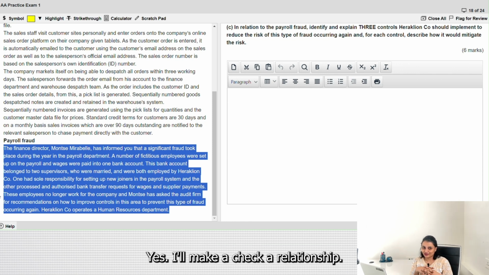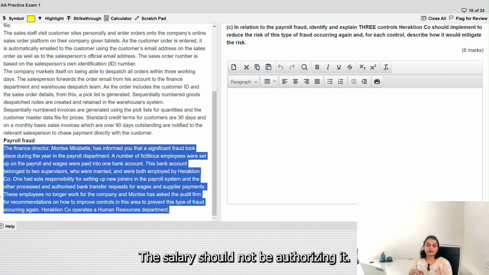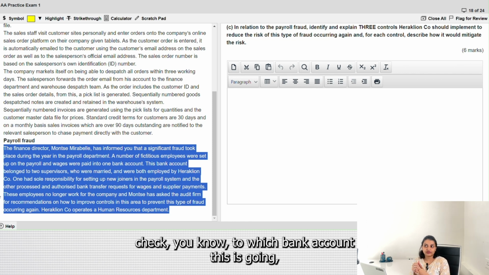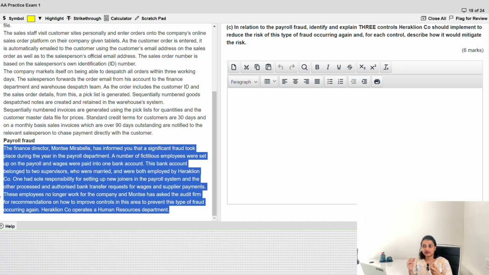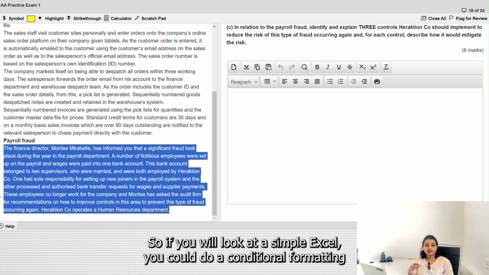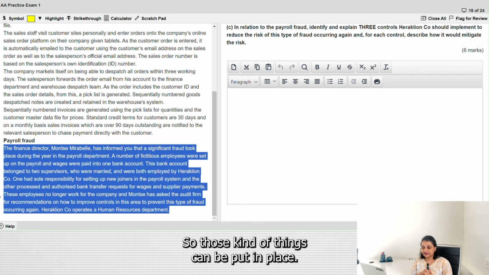Yes, a maker-checker relationship. Third, whenever salaries are being processed, the person who is preparing the salary should not be authorizing it. They have to be two different people, and the person who is authorizing the salary should, on a random basis, check to which bank account this is going, who are the new joinees during the year, and what are their bank accounts. So if you even look at a simple Excel, you could do a conditional formatting and see if you're having duplicate bank accounts. So those kind of things can be put in place.